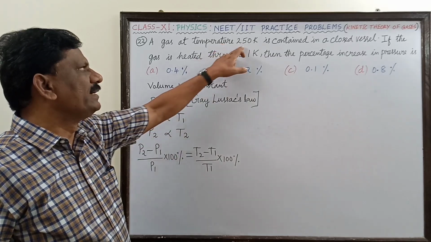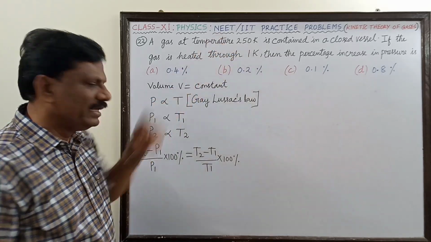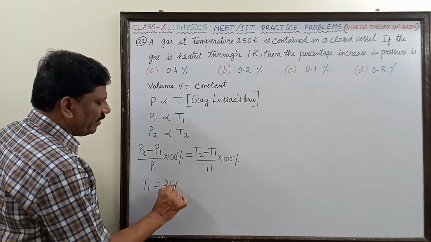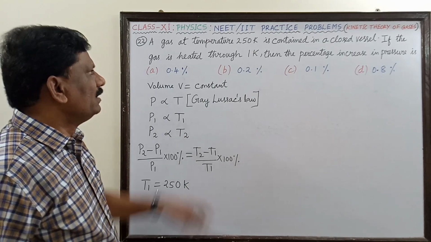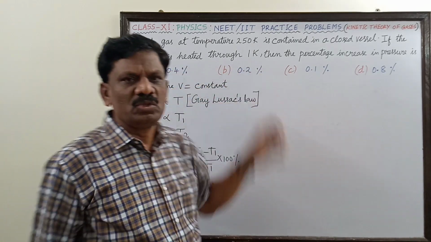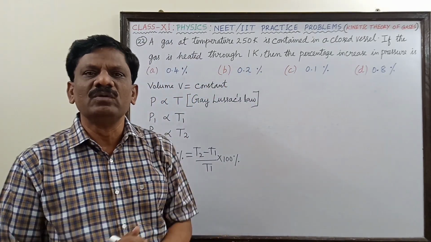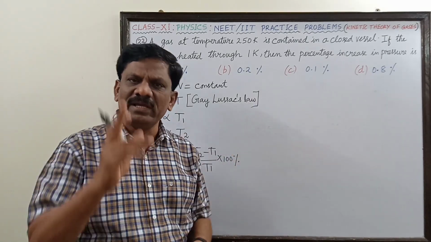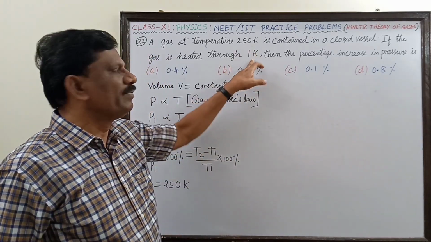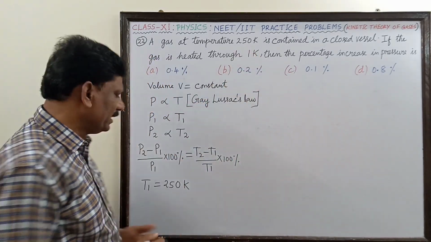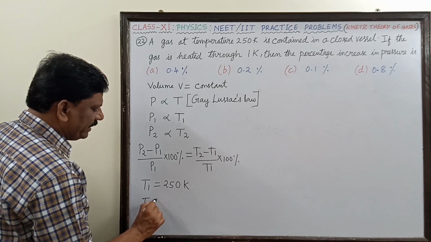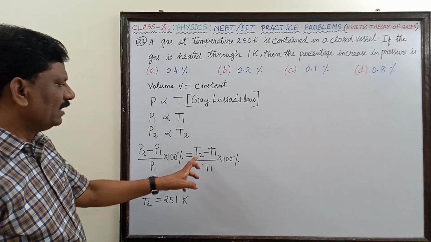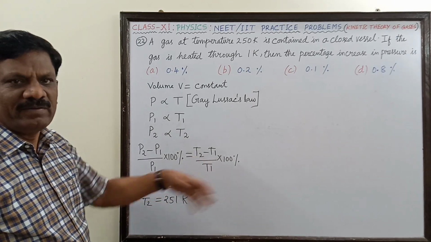Okay, now what is the initial temperature given? 250 K. So, given is T1 is equal to 250 K. Now, the gas is heated through 1 Kelvin. This you have to correctly understand. Through 1 Kelvin means the rise in temperature is only 1 K. So, 250 plus 1 is what? 251. So, the final temperature T2 is equal to 251 K. On the right hand side, I am going to substitute the values and I will express this in percentage.